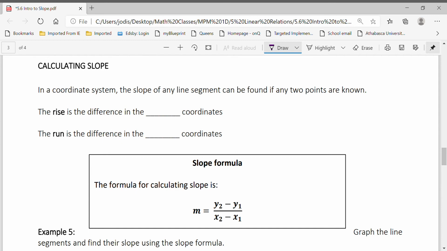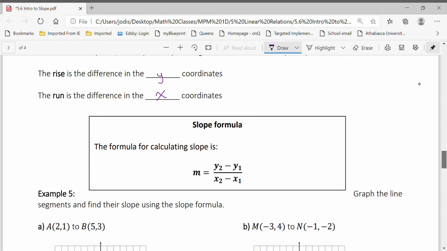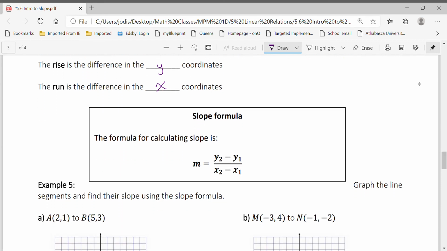Our rise would be the difference in the y coordinates, and the run would be the difference in the x coordinates. And as I said earlier, the slope formula: slope equals y2 minus y1 over x2 minus x1, where we would have a set of points, x and y, and we would say that these are x1, y1, and we'd also have another set of points, x2 and y2.